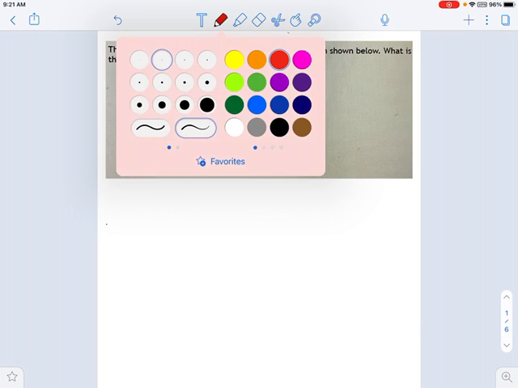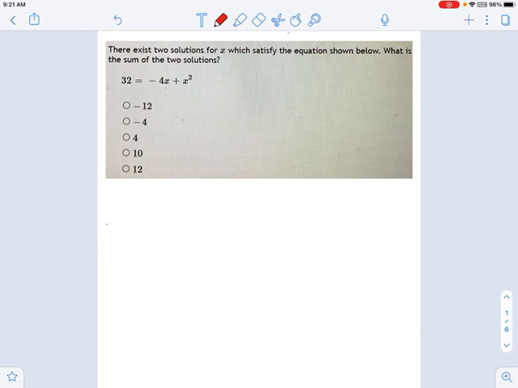Once again, we are looking for solutions for an equation. And as you look at the equation, you should notice that it has an x in it and an x squared, which means factoring. Anytime you see a quadratic, factoring is the way to go.